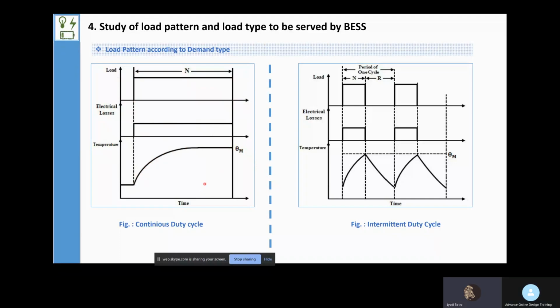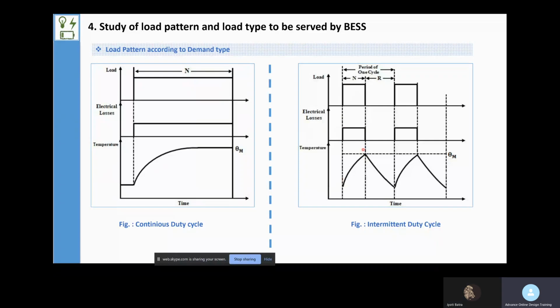Now, comparatively, if you look at the intermittent load cycle, what happens? Load is again shooting 0 to 1, constant load for some duration, then 0. Again, this is the halt for, let's say, 2 hours, and then it will start rising, stay constant, and shoot down. For electrical losses, similar. Whenever there is a continuous duty, it will be continuous with the loss as well.